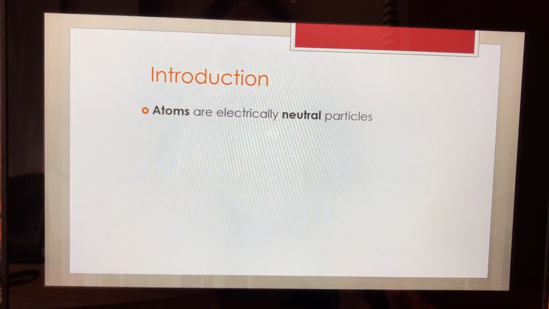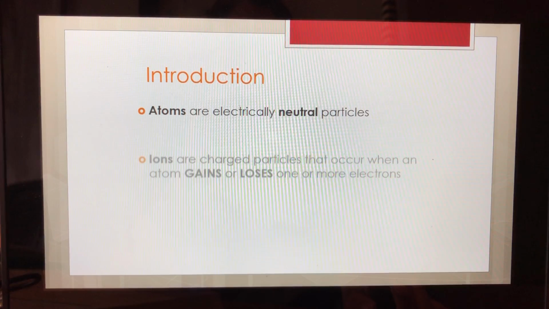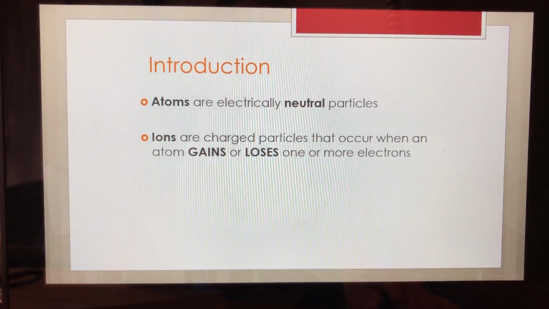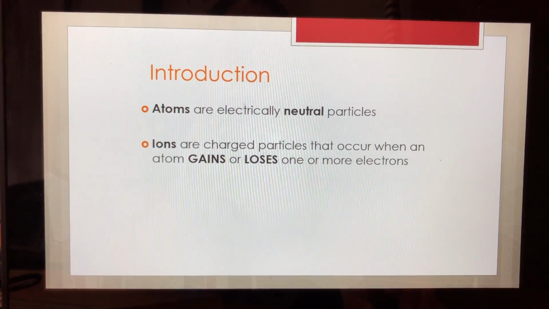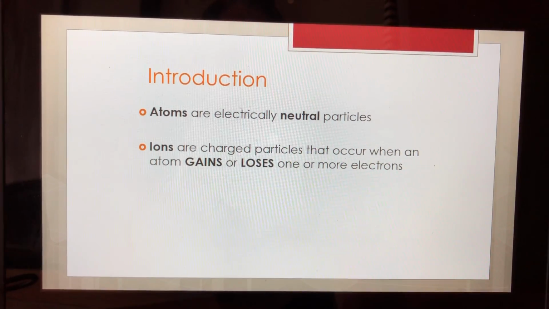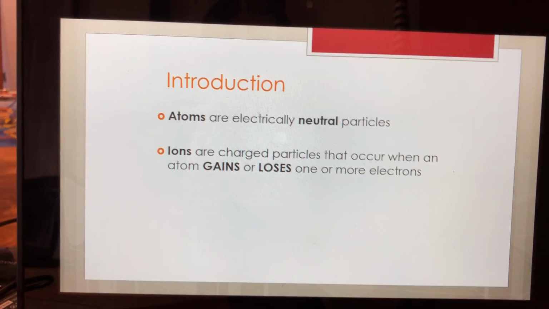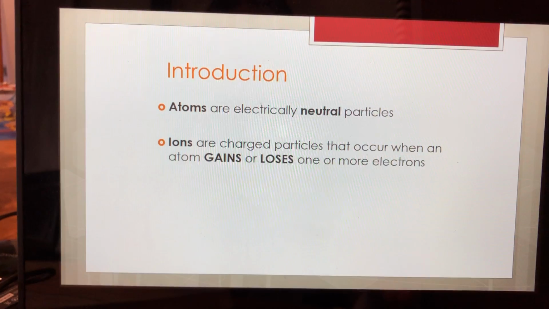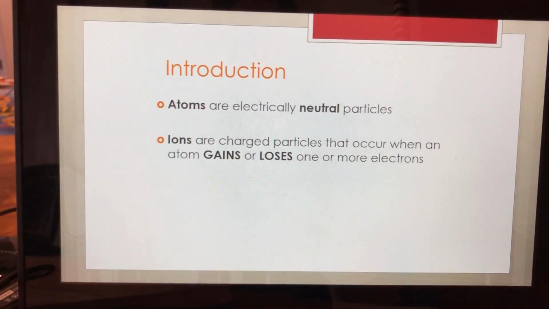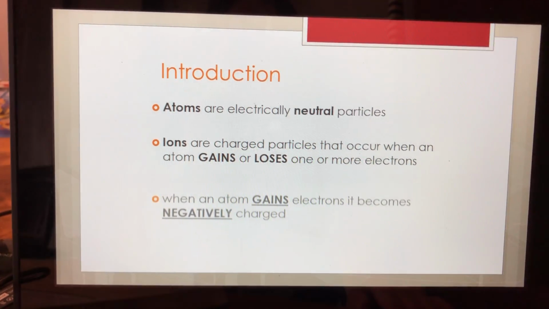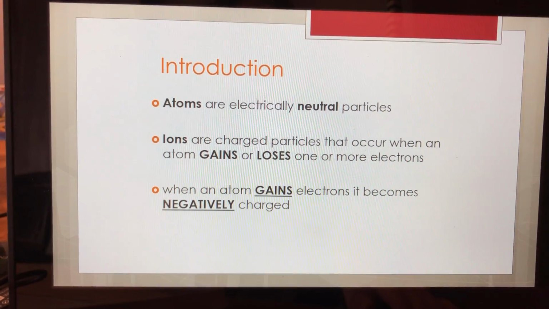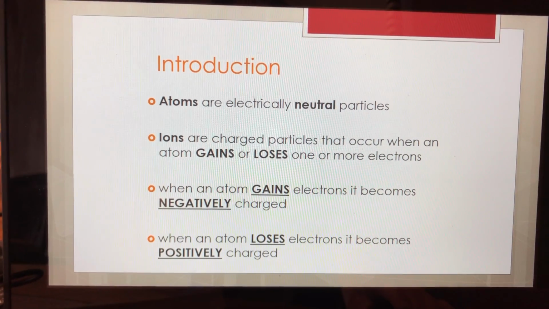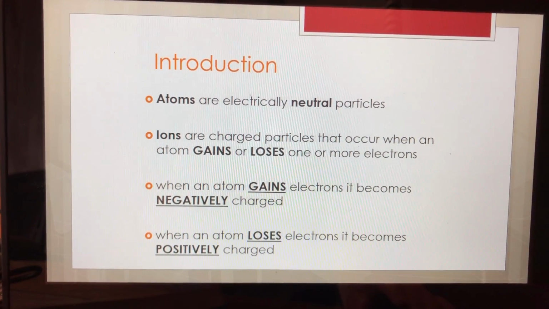So just an introduction, atoms are electrically neutral particles and ions are charged. They can either be positive or negative. And how do they become positive or negative? They gain or lose electrons. If an atom is gaining an electron, remember electrons are negative, so if you're gaining something negative, you're becoming more negative. If you're losing an electron, you're becoming positive. So again, when an atom gains an electron, it becomes negatively charged. When an atom loses an electron, it becomes positive.